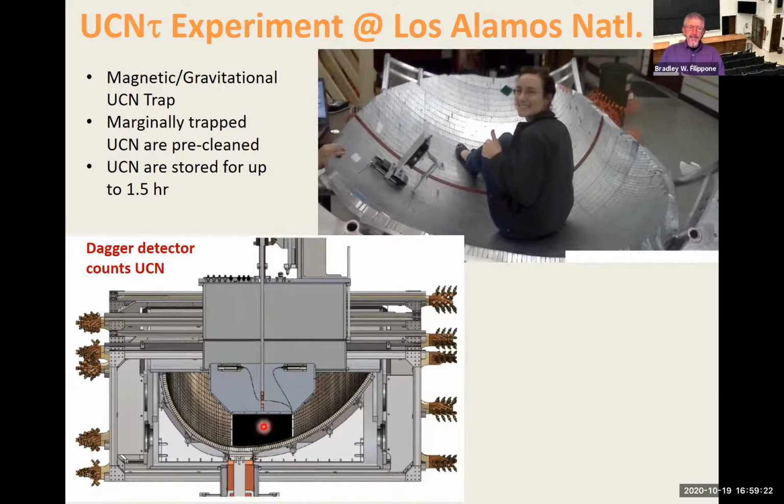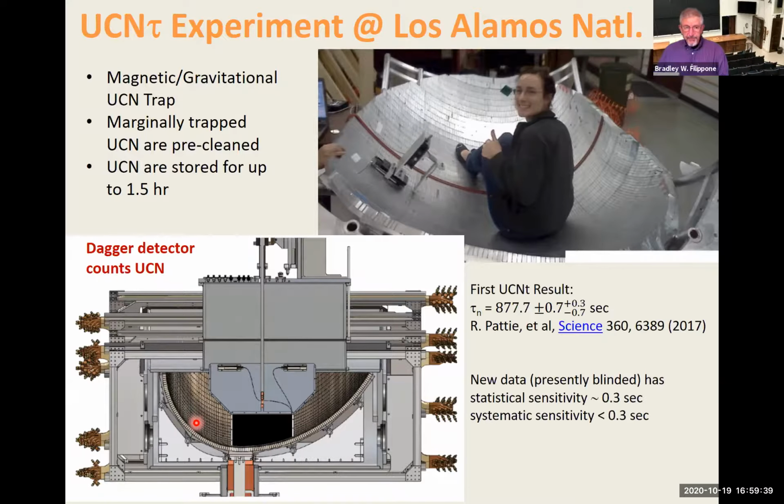And so in about 10 seconds, all the neutrons that are bouncing around in the trap, remember, even the ones that are at the top have to come down eventually. And so after a period of about 10 to 20 seconds, we stop seeing any counts, and so we can count all the neutrons. We do this for a variety of different times, and we can measure a lifetime.